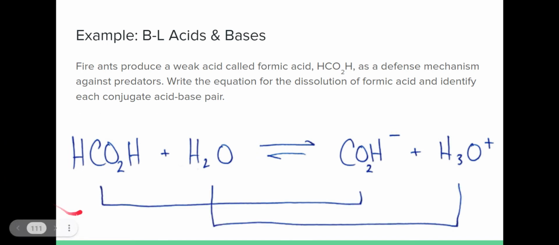The first conjugate pair that we can see here is the Bronsted-Lowry acid, formic acid, and its conjugate base, formate. Water is doing the reverse. It's gaining a proton, so it's behaving like a base. Its conjugate acid is H3O+, and it also exists as a conjugate acid-base pair.